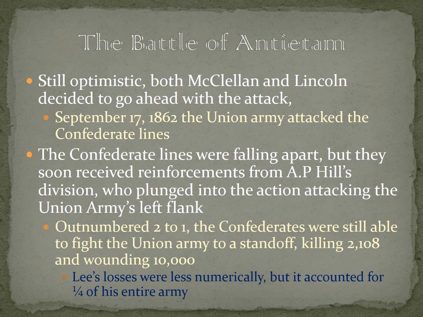It says, still optimistic, both McClellan and Lincoln decided to go ahead with the attack. On September 17, 1862, the Union Army attacked the Confederate lines. It says the Confederate lines were falling apart, but they soon received reinforcements from A.P. Hill's division, who plunged into the action, attacking the Union Army's left flank. Number 2-1, the Confederates were still able to fight the Union Army to a standoff. Basically, to a standoff. And, you know, here was that moment when the Union could have destroyed the Confederacy, but they don't.